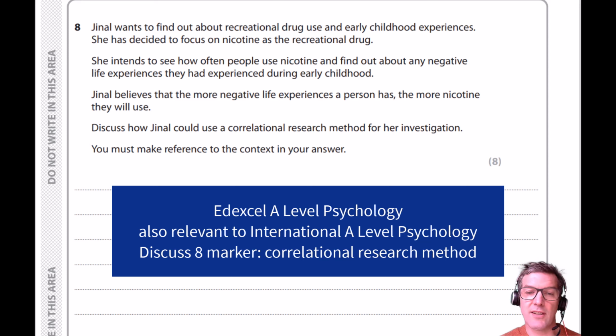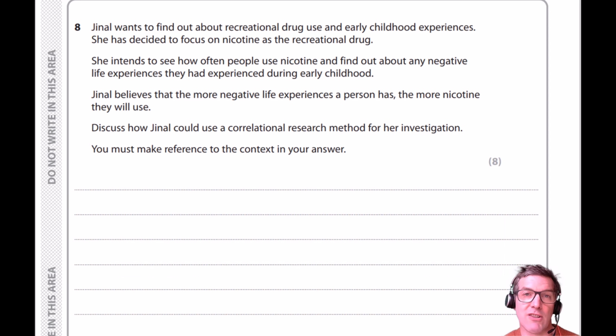This exam question is from an A-level psychology paper 1, from the biological psychology section, which deals with addictive drugs, recreational drugs, which is not in the international A-level specification. However, this question is really a discuss question, an 8-marker, about correlational research methods and how they can be applied to a particular scenario that's given here. And so a very similar question could be asked for international A-level psychology too.